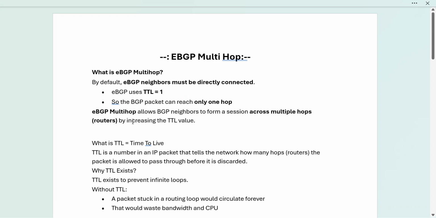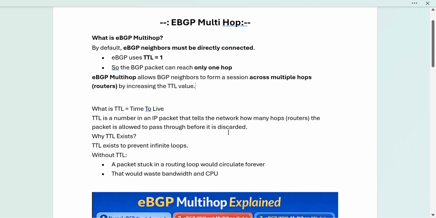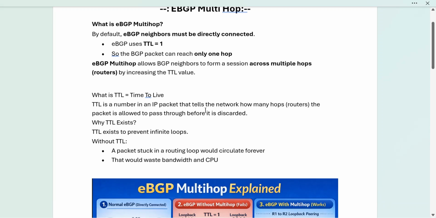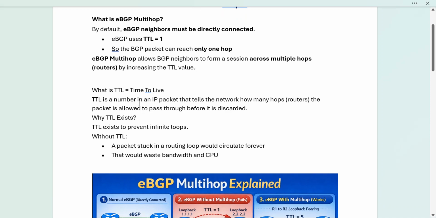So you can see here, EBGP multi-hop allows BGP neighbors to form a session across multiple hops by increasing the TTL value. Let's talk a little bit about what the TTL value is. TTL is Time To Live. I mean, TTL is a number in an IP packet that tells the network how many hops or routers the packet is allowed to pass through before it gets discarded.